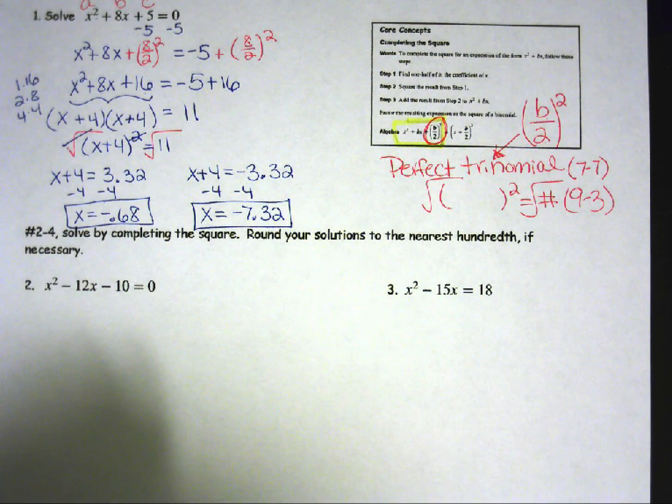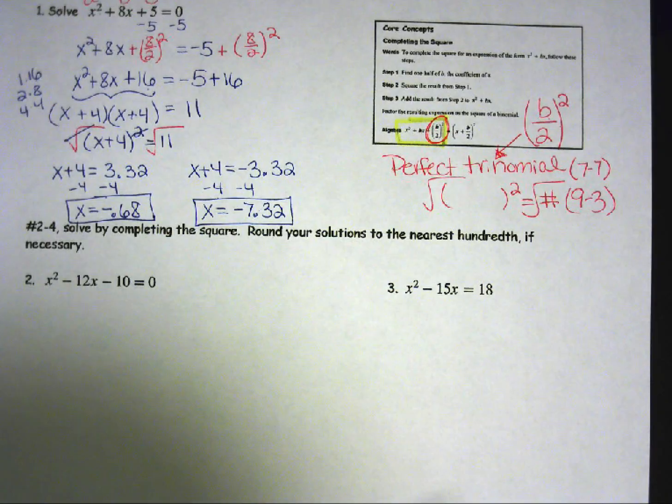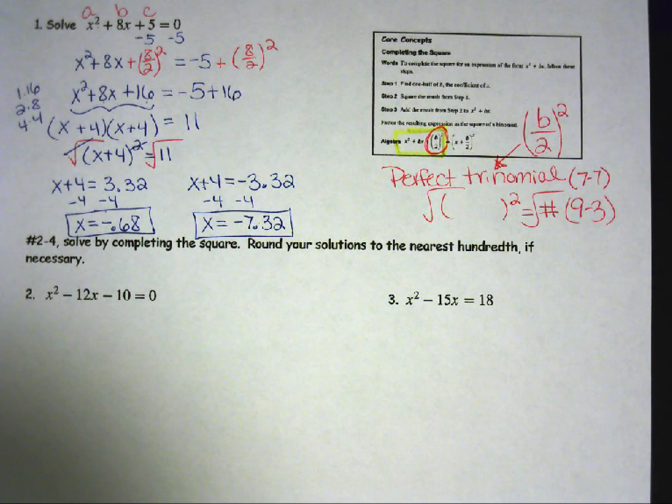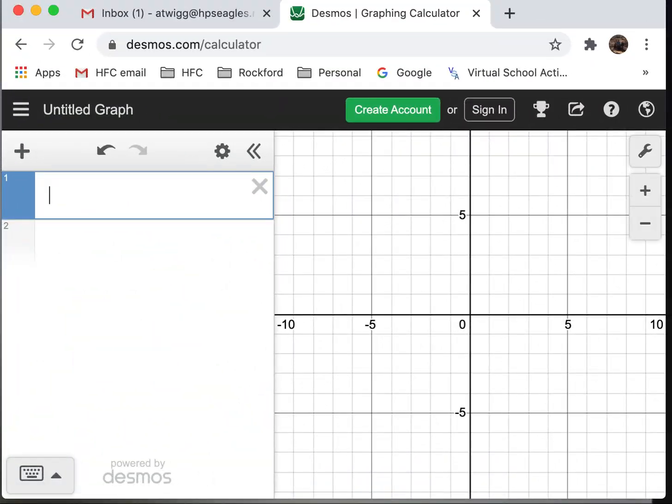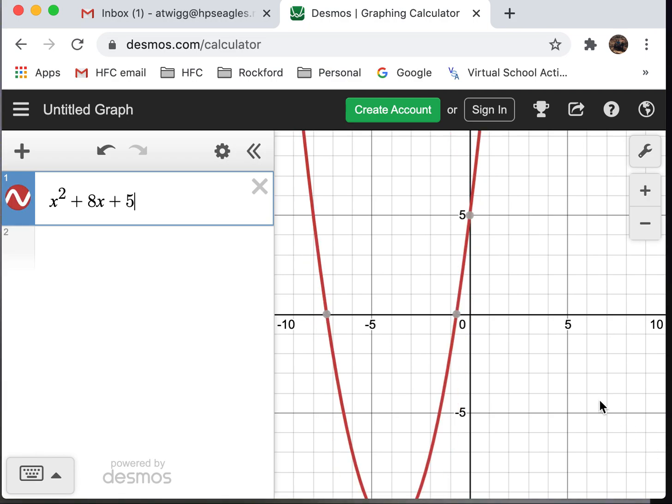Now I told you at the beginning that I don't mind if you want to use graphing, but remember to use it only to check. So let me pull up Desmos, and I'll go ahead and type this in. Desmos is a great tool because it's really quick, and when you hover your mouse over top of the points, see how it just comes up so fast. So there's our negative 0.68, and then here is our negative 7.32. We rounded, okay?